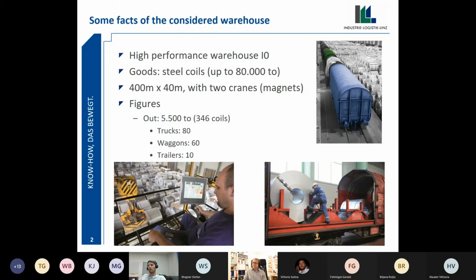Maybe some figures about the outbound process. At high times we have up to 5,500 to 6,000 tons. There are about 300 to 400 coils we are dispatching all day long. For the specific day I picked out, there were 18 trucks loaded with 60 wagons, and also some intra-plant transfers with trailers. There are specific trailers that are able to load weights of up to 100 to 200 tons. They are used to transfer the goods within the several warehouses we are operating here in Linz.